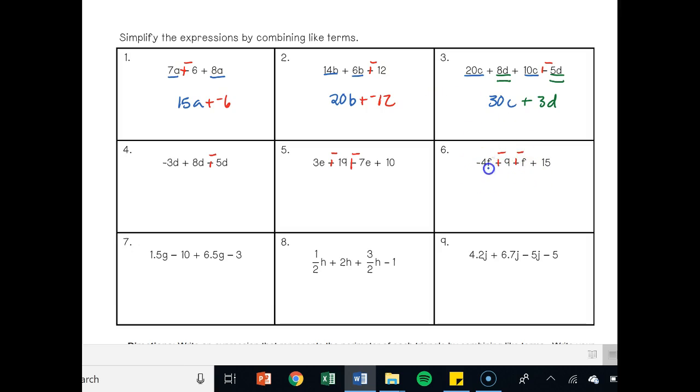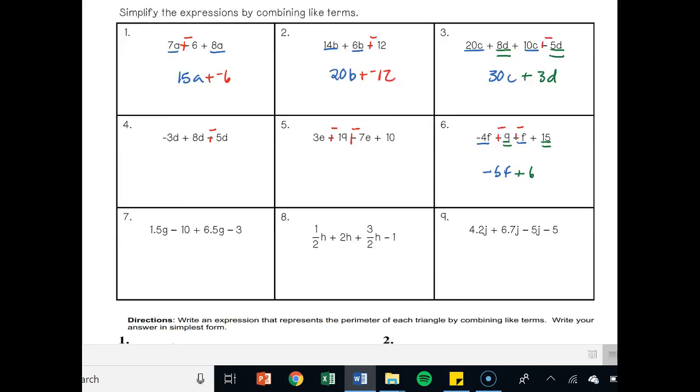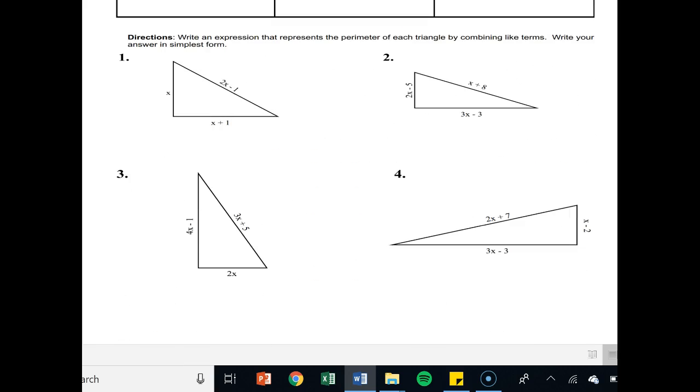So negative 4f and negative f, remember that's really like a negative 1f, so that's negative 5f. And then negative 9 plus 15, those are both constants, but we can add them together because there's 2 of them, gives you 6. All right, that's it. The rest you finish in Partners, and then we will do 1 through 4 together.